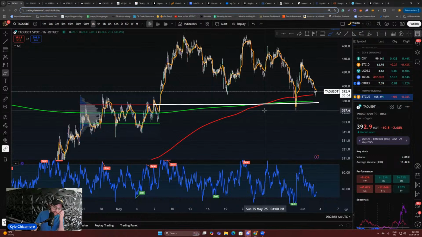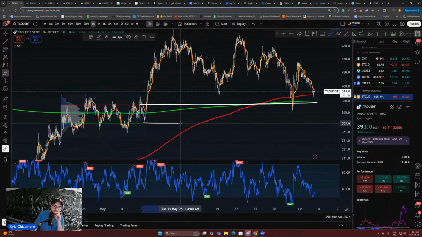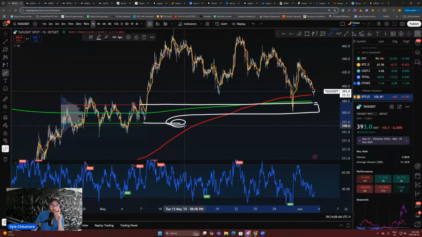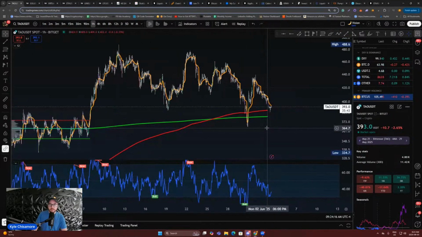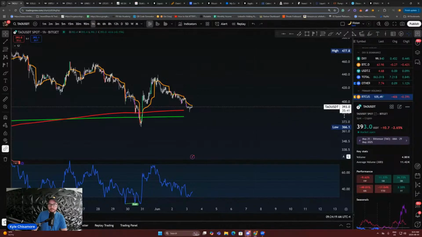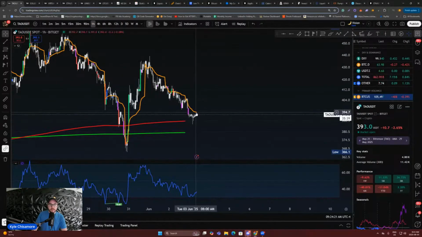So if you were to roll a dice right now and make a prediction of where this is likely to go based on the barriers, it's more likely to go up. But if we do end up going down, this is your next barrier of concern, around 350. So we could go lower, but it's not as likely as going up, especially if we break this VWAP.